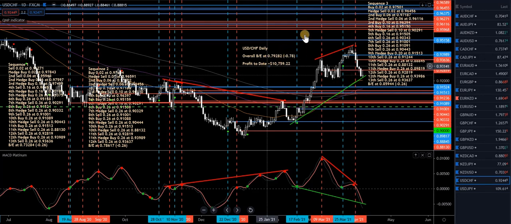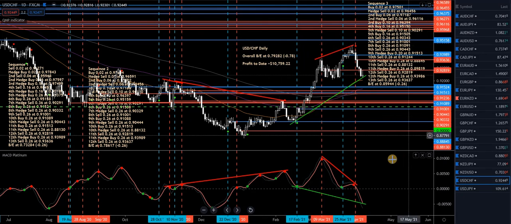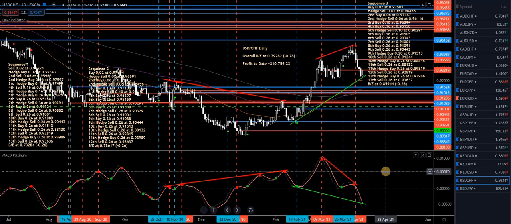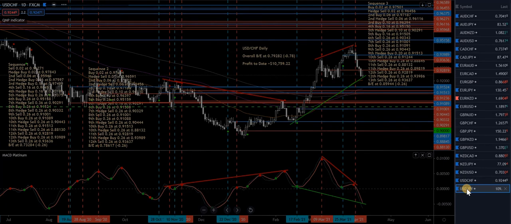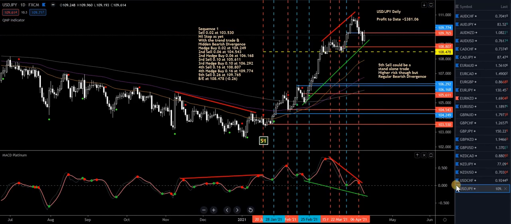So it's just a matter of getting creative on this. I don't like this pair. It's inversely correlated to the Euro USD, so it's probably pointless trading both. And it's one that's always given me a bit of grief anyway. So let's look at the USD Japanese yen. Another pair. It's giving me a little bit of grief at the moment.